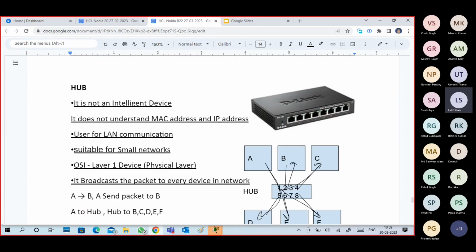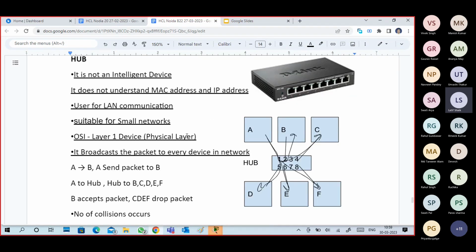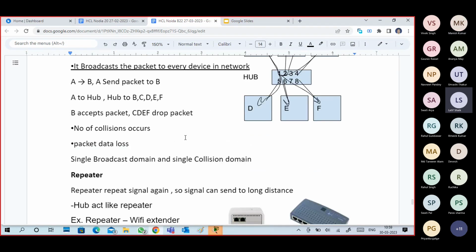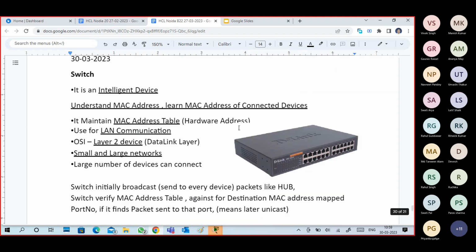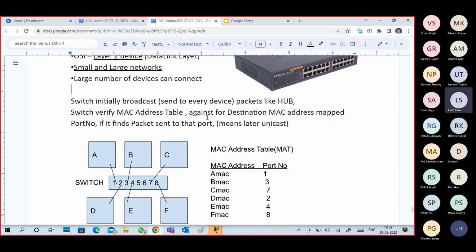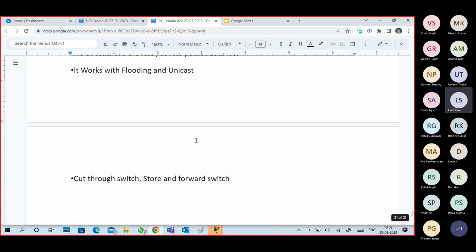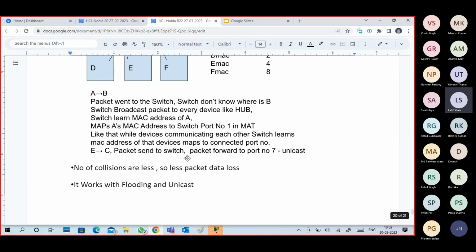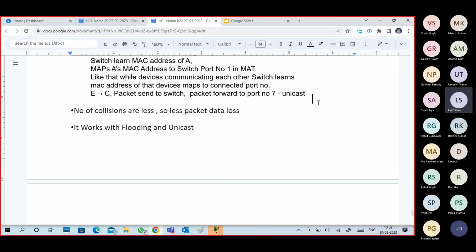A hub is not intelligent, which means we cannot do anything with it. We just connect, and it keeps broadcasting. It doesn't understand IP addresses or MAC addresses, no specific process, nothing. It just takes the packet and forwards it to everyone. But a switch is not like that. It processes the packet and understands the packet's source MAC address and destination MAC address. It is able to read both.